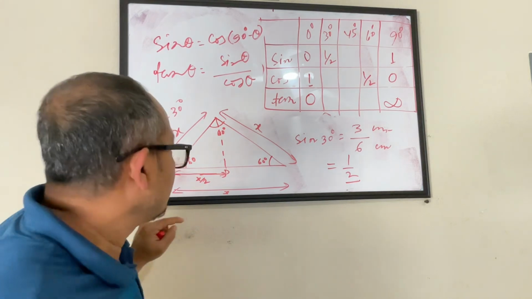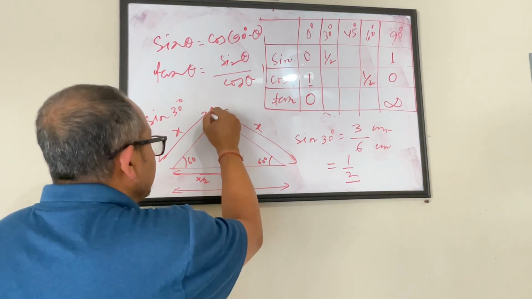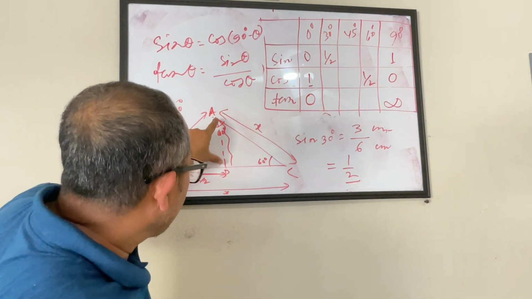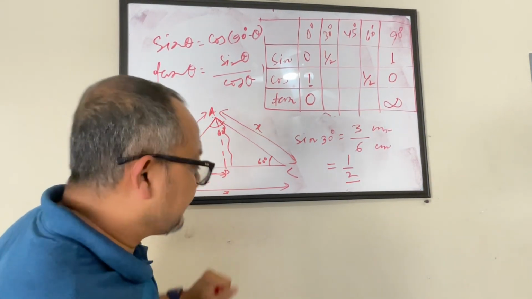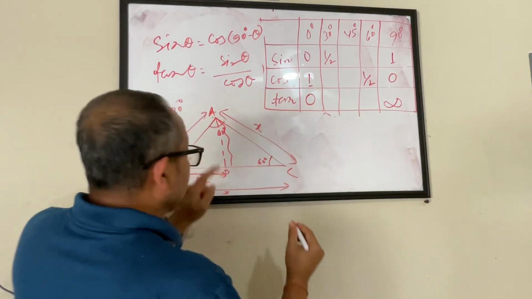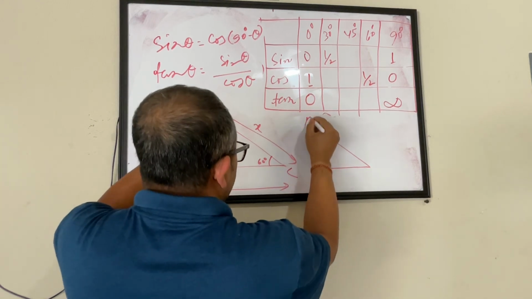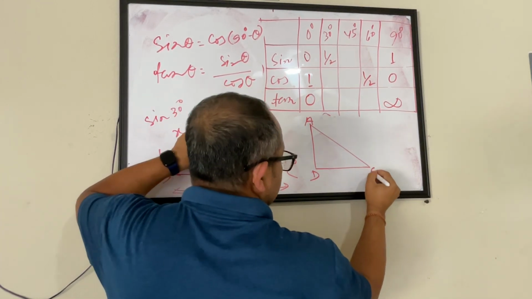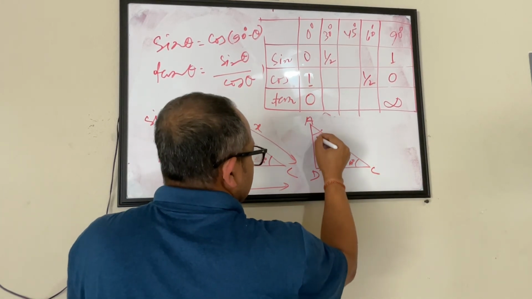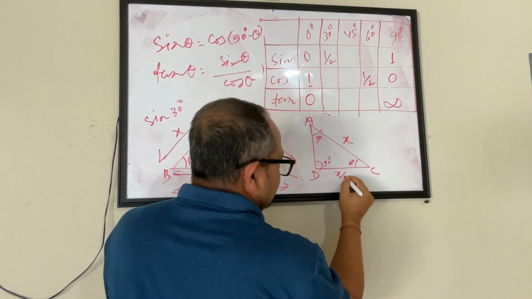What we don't know is this one. From here to here, A, B, C, and this is D. What we don't know is the height of this perpendicular line, AD. Let's try finding it out. And that is where our knowledge of Pythagoras theorem helps. So now let's look at this triangle alone, which is half of this one, ABC. This is 90 degrees, this is 60 degrees, and this is 30 degrees. We know if this is x, this is x by 2.